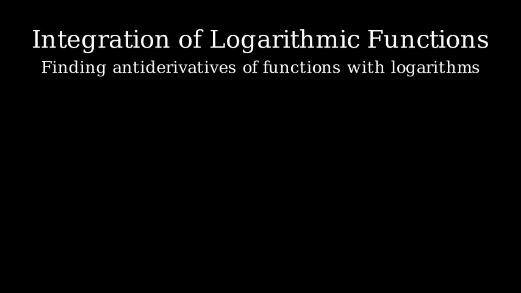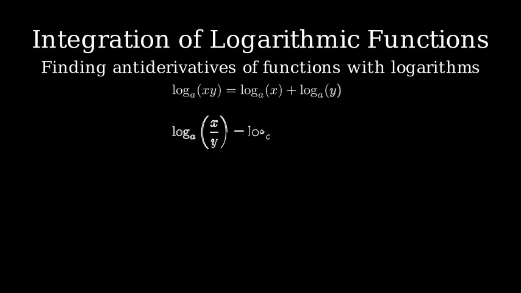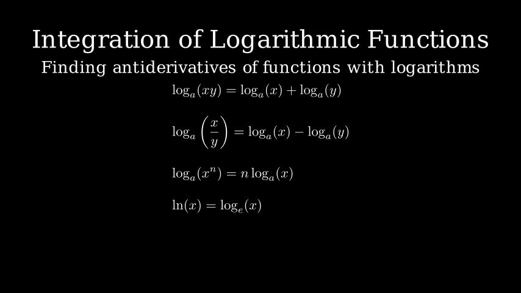Before we start with integration, let's quickly review some important logarithm properties that will help us understand the integration process. Remember that the logarithm of a product equals the sum of logarithms. The logarithm of a quotient equals the difference of logarithms, and the logarithm of a power equals the power times the logarithm. Also recall that the natural logarithm, ln of x, is the logarithm with base e, where e is approximately 2.71828.